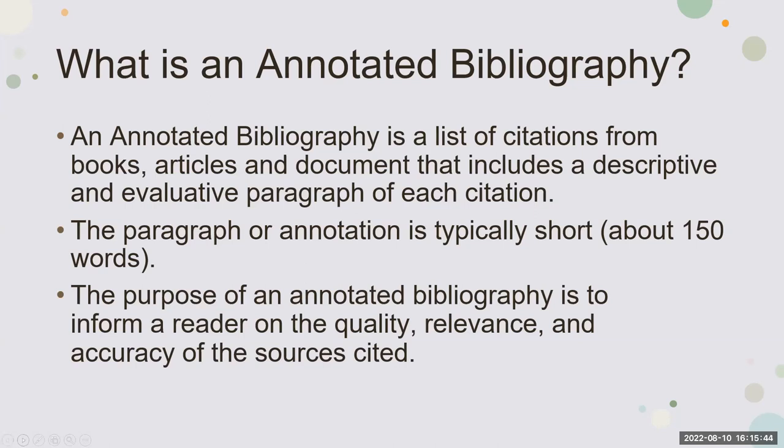So therefore, what is an annotated bibliography? Well, an annotated bibliography is a list of citations from books, articles, or any document, right? And after you have listed the citation, you're going to have the annotation. And the annotation is that short paragraph that is the critical analysis, right? That summarizes it and gives the author's purpose and the scope of the article. The purpose of an annotated bibliography is to inform a reader about the quality of an article, its relevance, and accuracy.